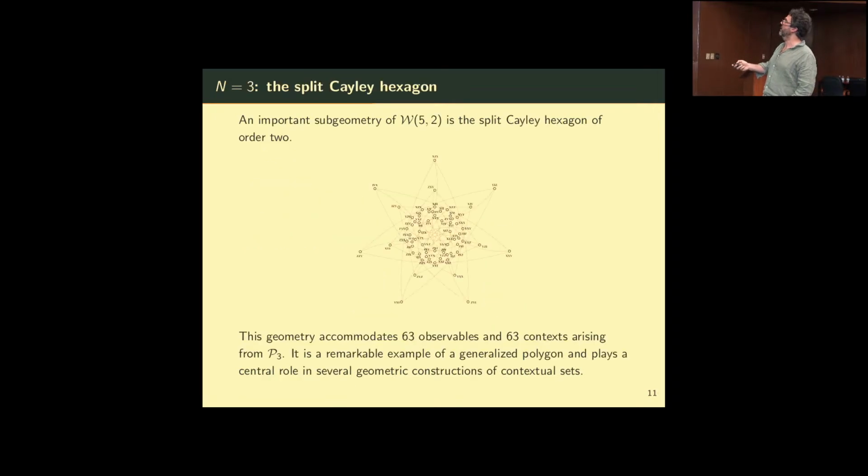And I have one more crazy example. Again, you cannot read this, but this is called the split Cayley hexagon of order 2. It's a geometric configuration made of 63 points and 63 lines. And all the lines here correspond to isotropic lines in the symplectic polar space, so mutually commuting operators. And this, in fact, was known by geometers since the 19th century. It's an example of a generalized polygon.